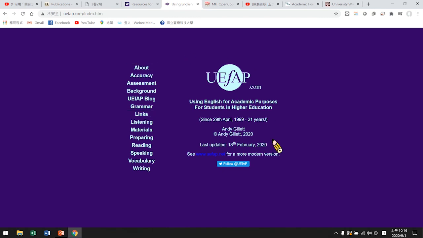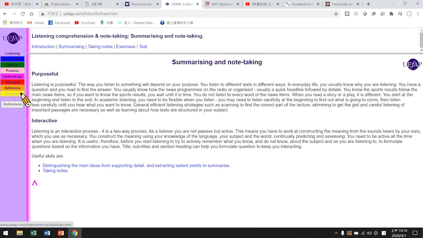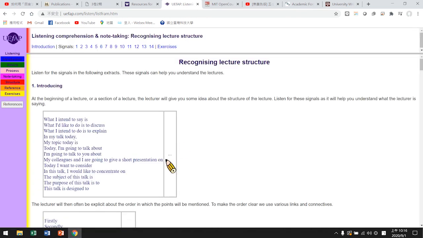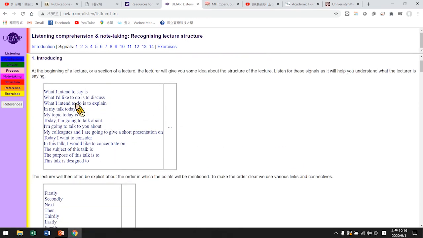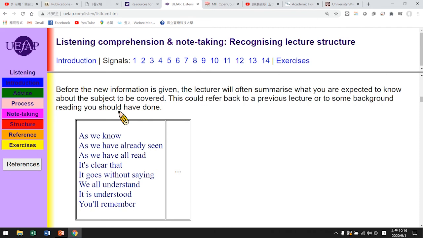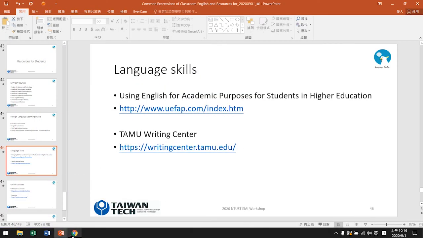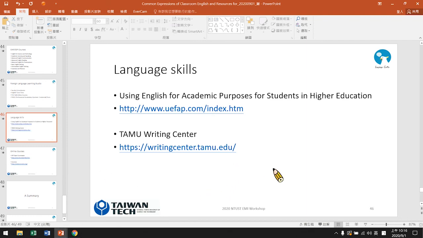This one. So you have this website. It's quite useful. For example, you wanted listening, and they'll talk about note taking exercises. They have structure. They tell you, for example, introducing, what phrases you can use, what chunks you can use to do those things. Giving background information, like as we know, as we have already seen. So these are very useful websites for them as well.